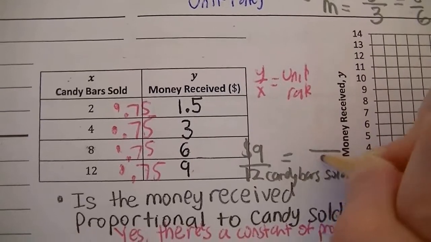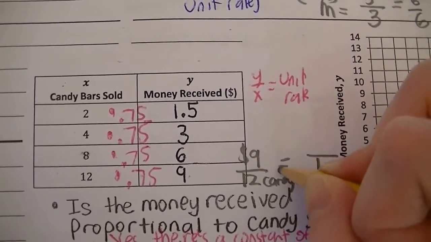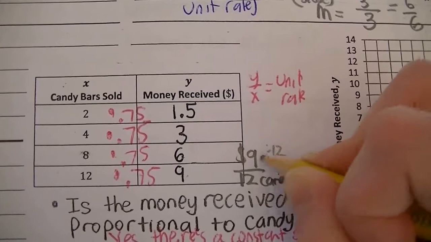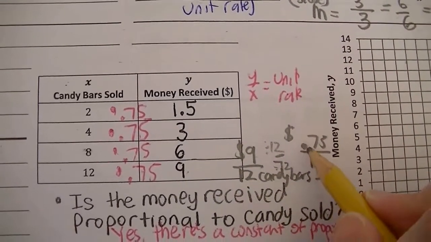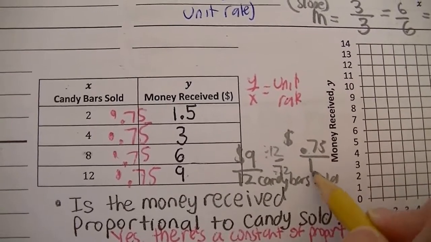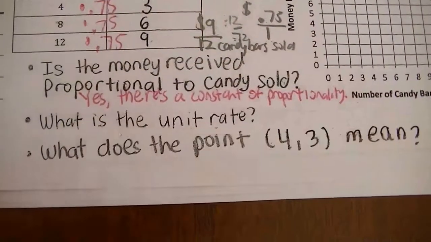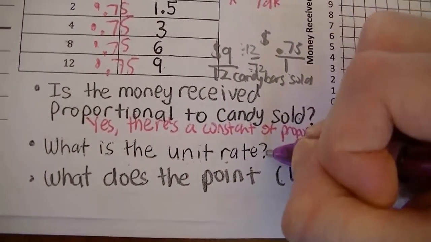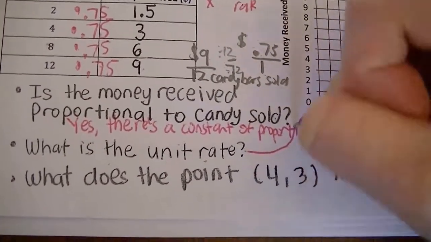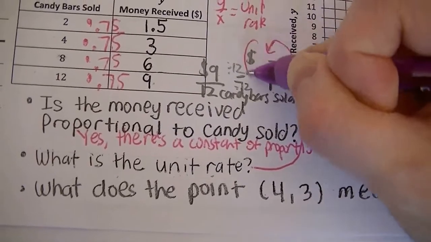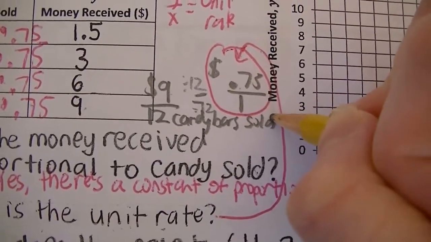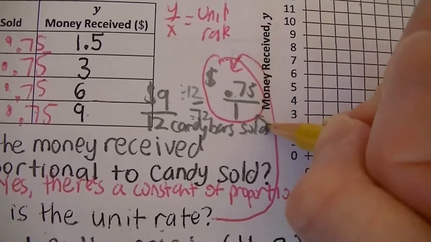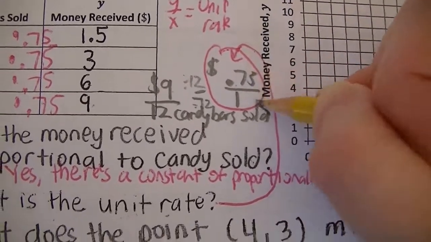And we want 1 in the denominator, so we divide by 12, divide by 12. 9 divided by 12 is 75 hundredths, so 75 cents per candy bar sold. I'm going to draw an arrow because I did not allow enough room right there. And that bottom number, the denominator, stands for candy bar sold. Okay, 75 cents per candy bar sold.